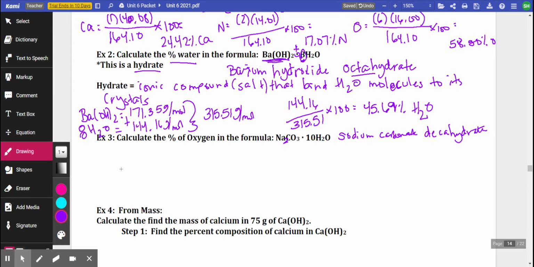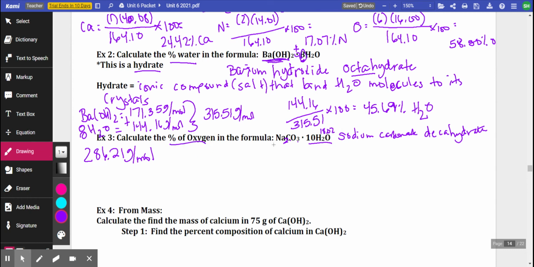Okay. So we're going to get the molar mass of this whole compound right here. So you do the sodium carbonate and then the decahydrate. You should get a total molar mass of 286.21 grams per mole. So I'm going to pause the video and go ahead and add up 2 sodiums, 1 carbon, 3 oxygens, and then 10 waters. Water is 18.02 grams per mole.